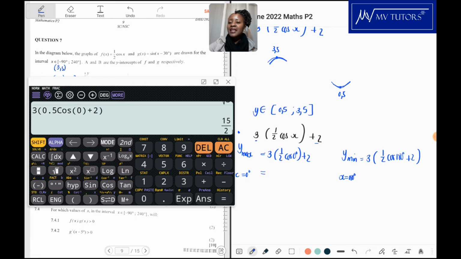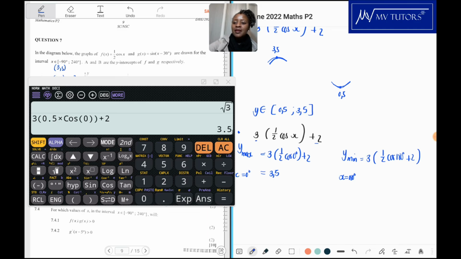Okay, and that is... okay, multiply, so this is bracket plus 2. Did I put this correctly? Yes, brackets are important. So I have that value is 3.5. Okay, that's my max, 3.5.